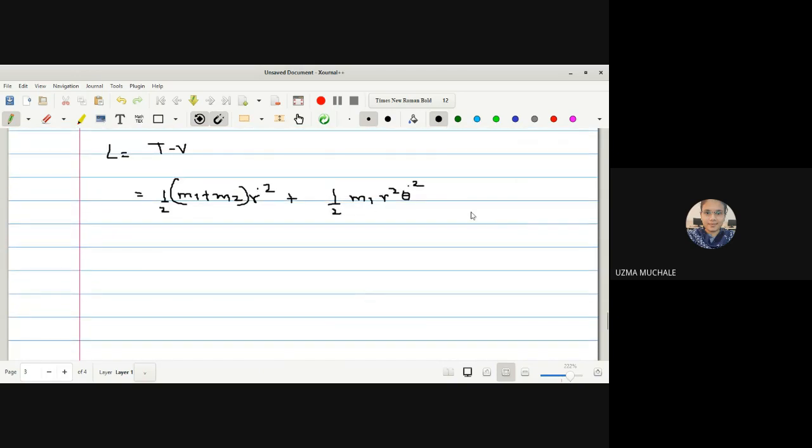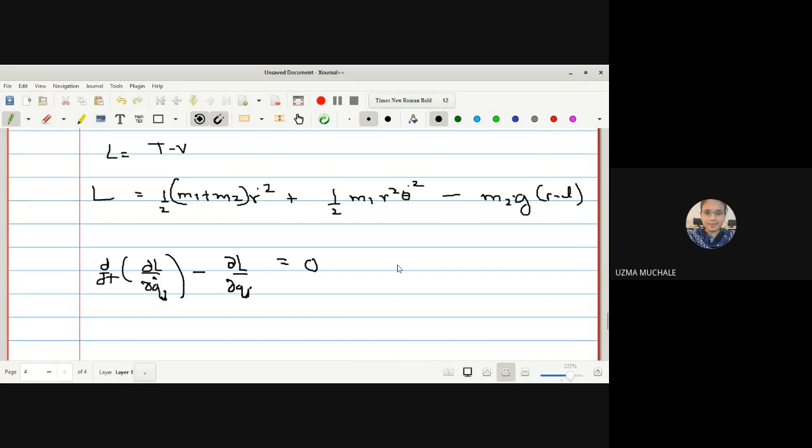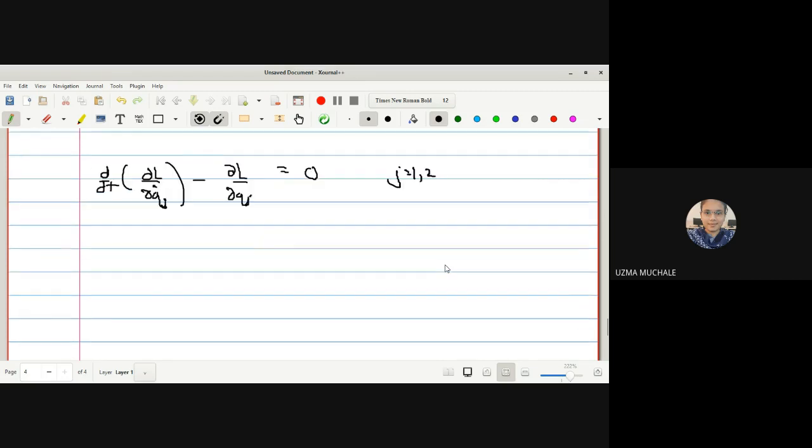Okay, minus potential energy V. The potential energy V we have found is simply V2 only, there is no term of V1. So it is m2g (r minus L). Okay, so this is the Lagrangian L. Now, what is the Lagrange's equation of motion? d by dt of dou L by dou qj dot minus dou L by dou qj equals 0, for j equal to 1 and 2, because we have two generalized coordinates, q1 and q2, which are r and theta.